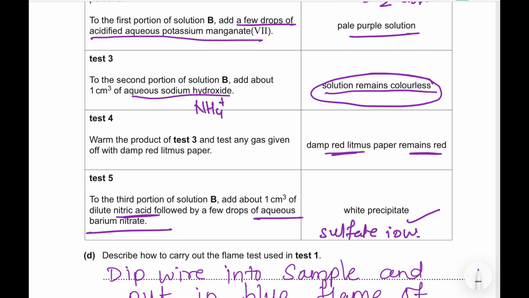In the next test, they have given that warm the product of test 3 and test any gas given off with damp red litmus paper. The damp red litmus paper stays red. As we have seen, when sodium hydroxide is added and if ammonium ions are present, it is going to produce ammonia, and ammonia is going to turn damp red litmus paper blue. But here there is no change in the damp red litmus paper, it remains red only, meaning ammonium ions are absent here.